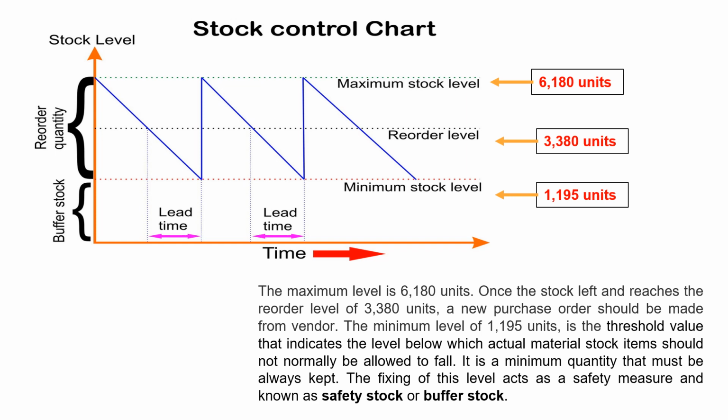Alright, so that's all about the stock level. Basically there are 4: minimum, maximum, reorder, and the average. The average stock level is actually the level between the maximum and the minimum, meaning 6,180 plus 1,195 and divide by 2, so that will represent the average stock level. It doesn't indicate anything, it's just additional information for you to know.